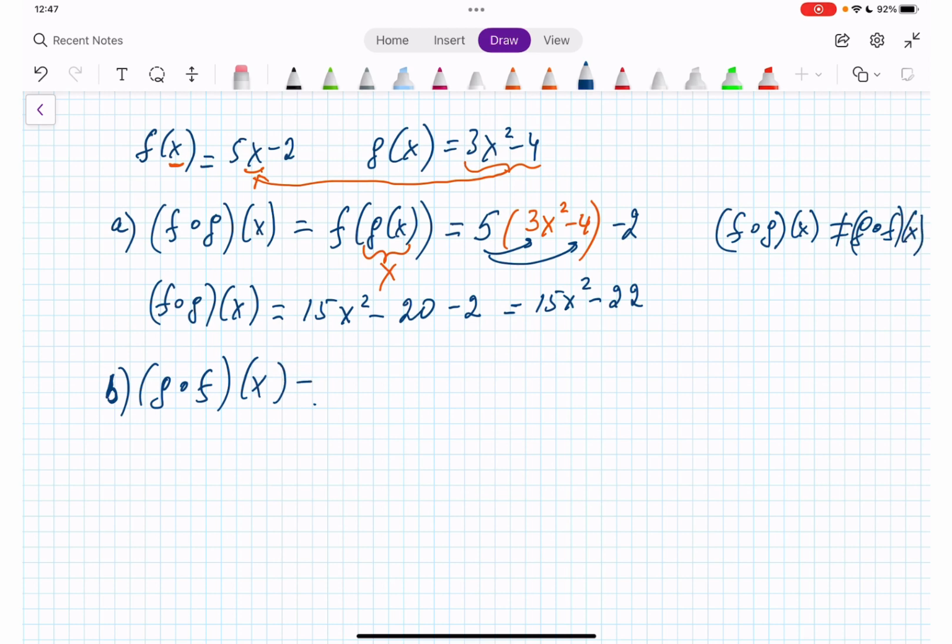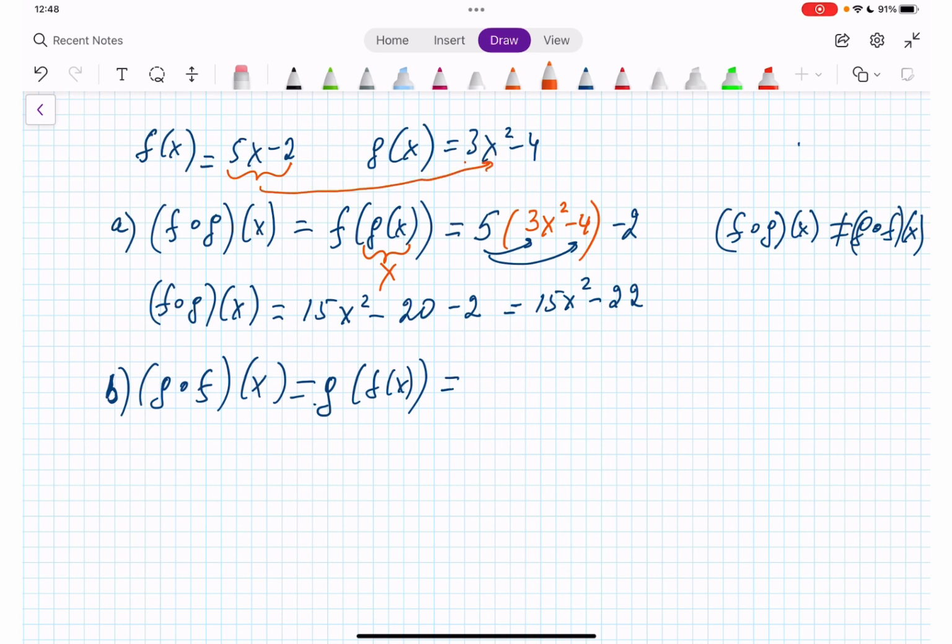So what does that mean? That means that I am going to plug f of x into g of x, because that means g of f of x. So it's a completely different story here. I did f of g of x, and here I am doing g of f of x. All right, so that means I'm going to plug the f of x value, 5x minus 2, into this x.